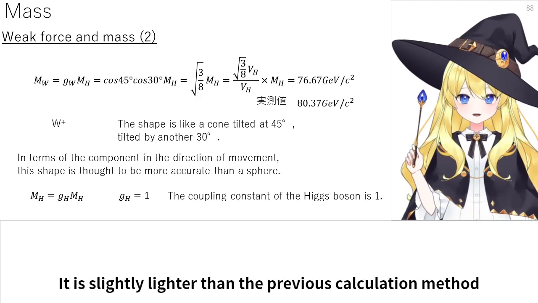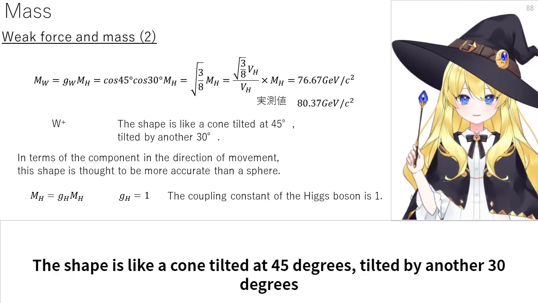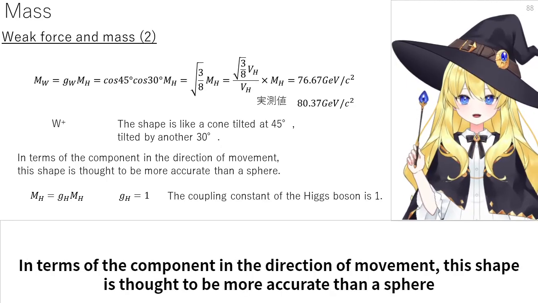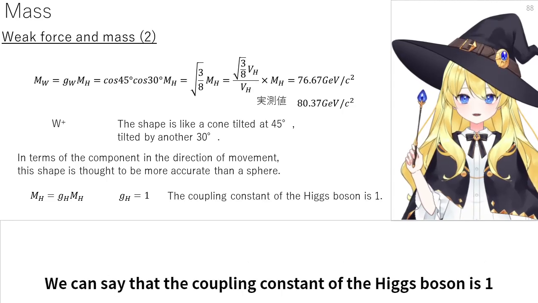It is slightly lighter than the previous calculation method. The shape is like a cone tilted at 45 degrees, tilted by another 30 degrees. In terms of the component in the direction of movement, this shape is thought to be more accurate than a sphere. We also plugged the mass of the Higgs boson into the same equation. We can say that the coupling constant of the Higgs boson is 1.